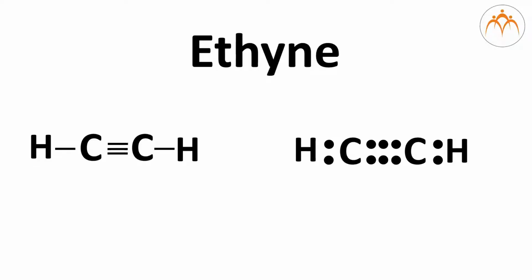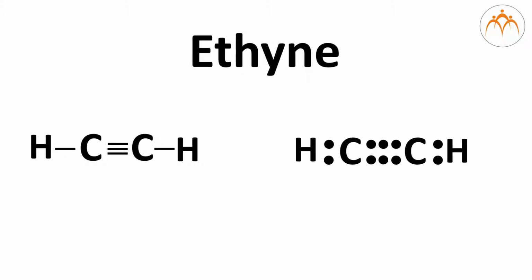These molecules where there is a double bond are called alkenes. These are unsaturated hydrocarbons which contain at least one carbon-carbon double bond. There are also unsaturated hydrocarbons that contain a carbon-carbon triple bond, and these are called alkynes. One of the most commonly known alkynes is ethyne with a molecular formula C2H2.